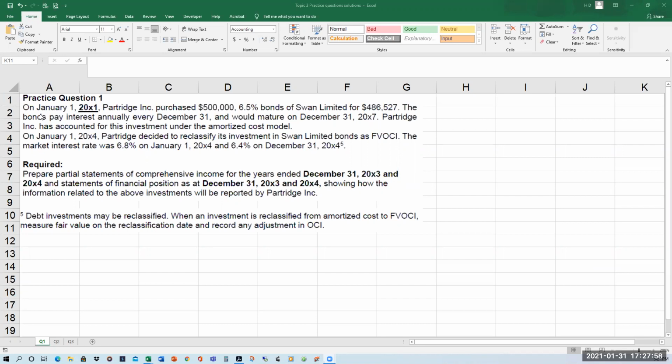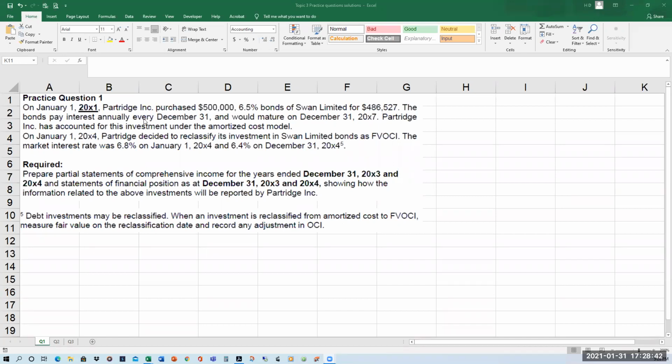The first one spoke of Portrait Inc., which on Jan 1st, 2001, bought $500,000, 6.5% bonds of Swan Limited for $486,527. Of course, we can see that the face value of the bonds is not equal to the acquisition cost. When that happens, we cannot presume that the bond rate is also the effective interest rate. We must calculate the effective interest rate on that date and use it for computing the interest, so preparing the bond amortization schedule.